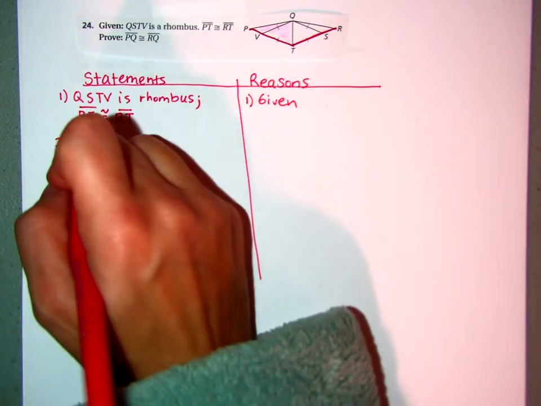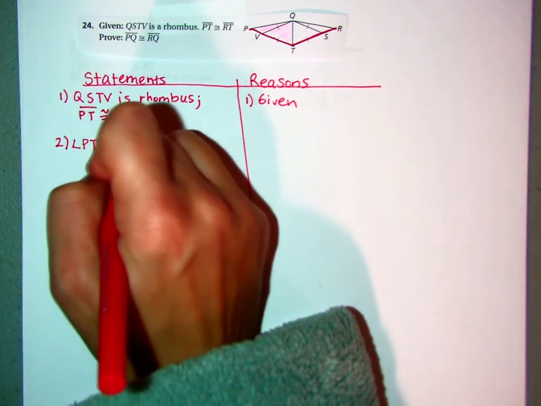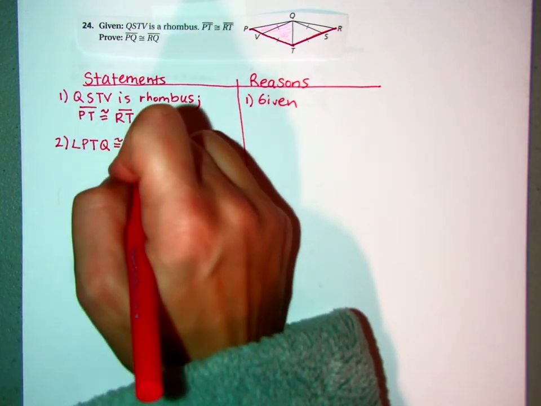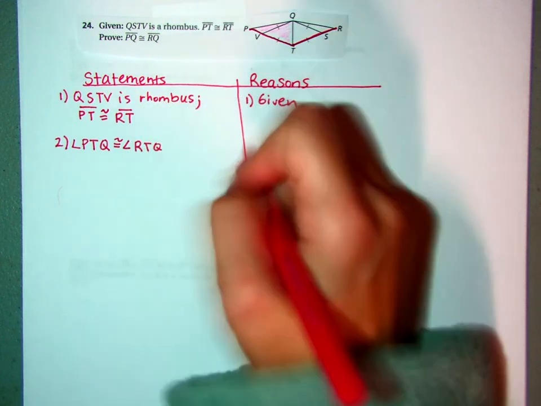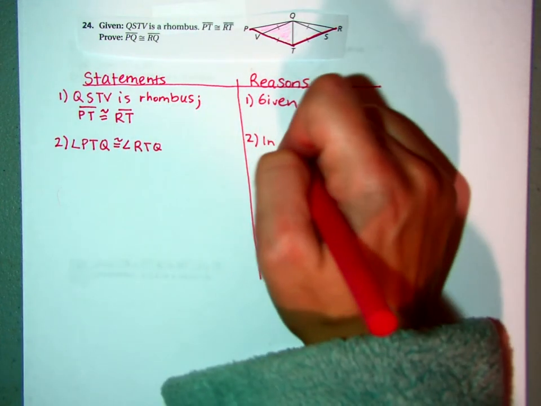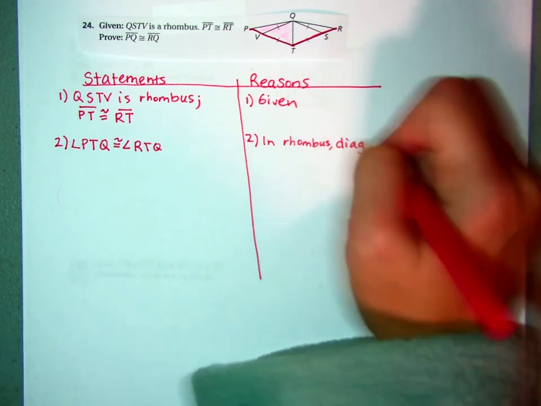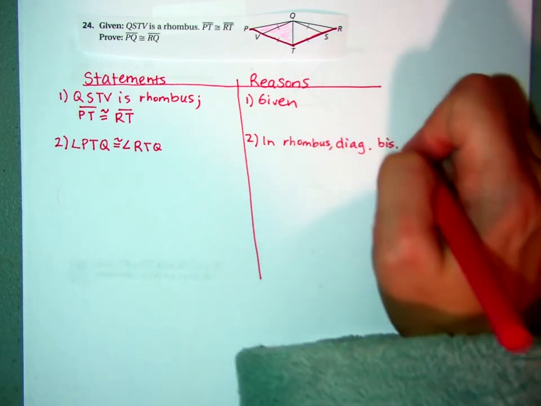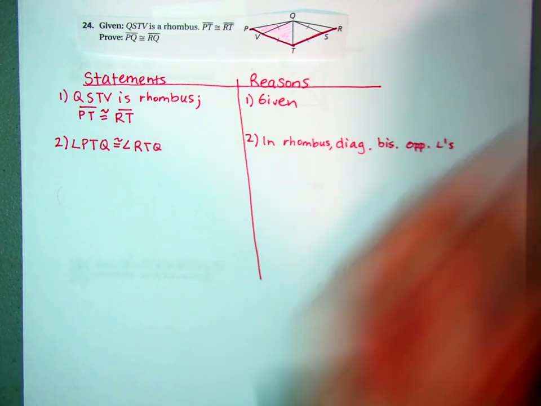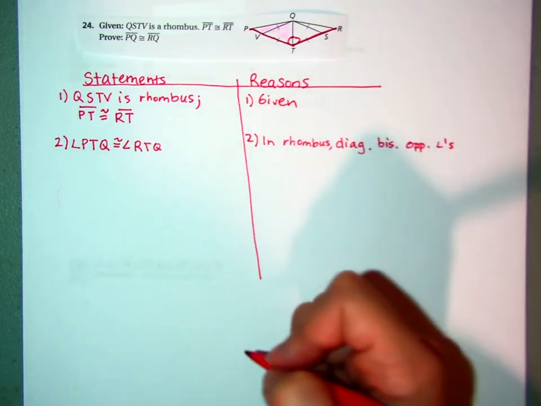So what I want to say next is that angle PTQ is congruent to angle RTQ. And the reason is, in a rhombus, the diagonals bisect the opposite angles. So now let's mark it. This is congruent to this.